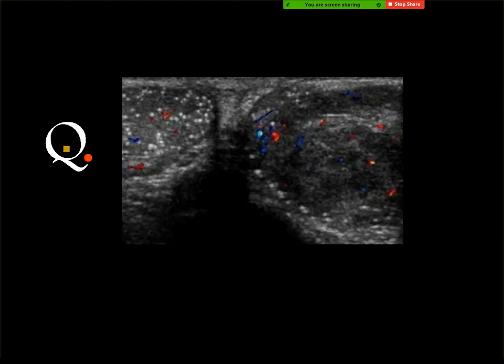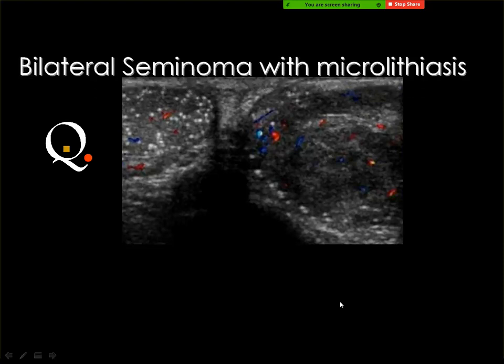Bilateral microlithiasis. Yes, but the testicles are not normal. Yeah, develops seminoma. Yeah, bilateral. And you got a mass here and another mass here. And you know the relation between seminoma and microlithiasis. They can both exist in the same testicle. And microlithiasis can be bilateral. Also, seminoma can be bilateral.